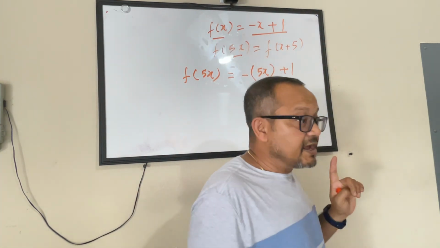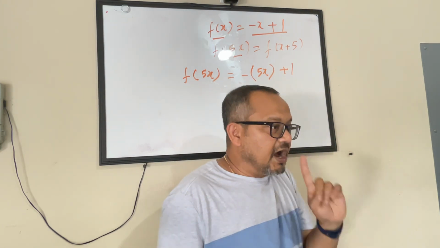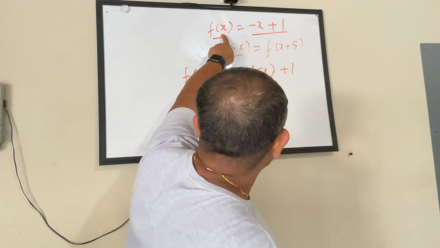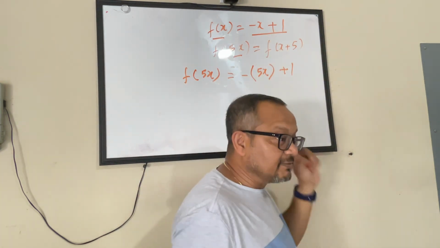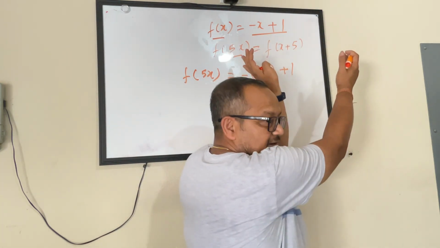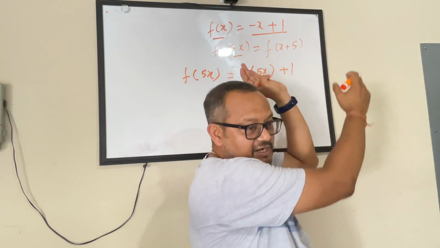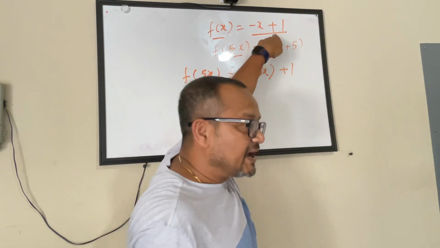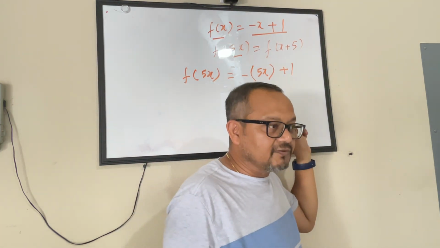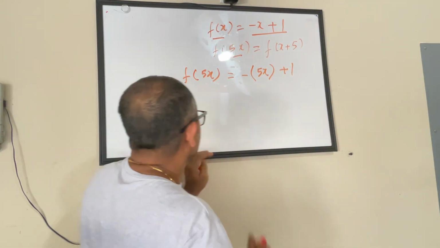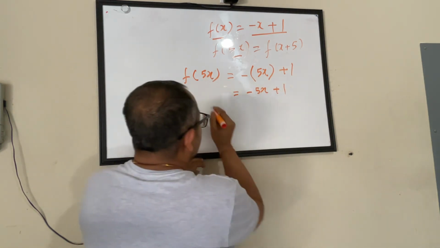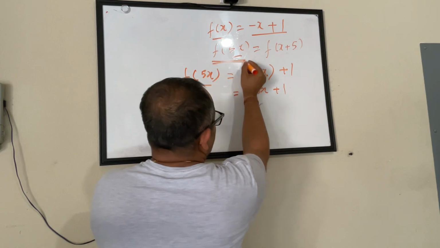Okay? There is a possibility of getting misguided. You will say, okay, function of x equals this, function of 5x will be 5 into this. Never go that route. Always think you have to replace x with whatever value you are trying to find the value for. So this equals minus 5x plus 1. We got the value of one side of the equation.